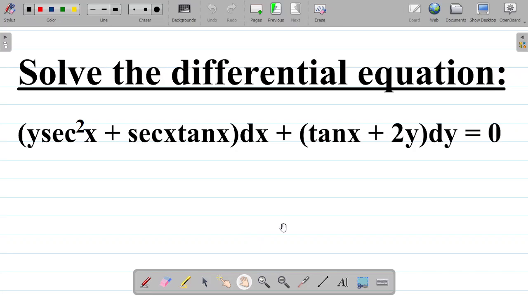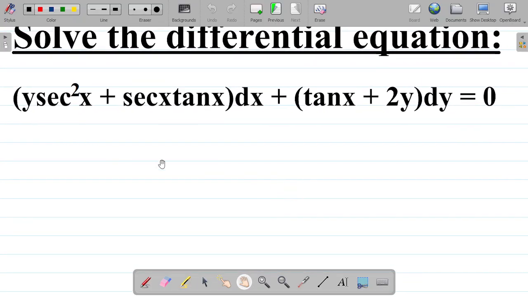In this video, we'll be trying to solve another question on exact equations. So I'm given a question here. It says (y sec squared x plus sec x tan x) dx plus (tan x plus 2y) dy equal to 0. We're asked to solve this exact equation. Now, how do we solve this?